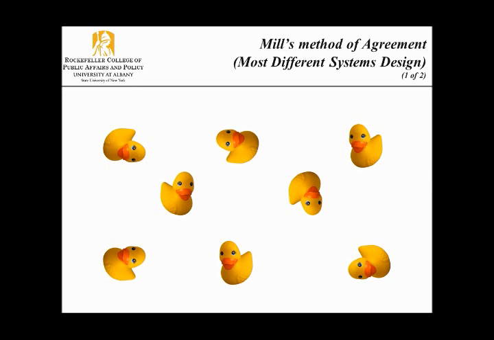First, we are going to discuss Mill's method of agreement, or most different systems design. A simple way to remember this method is to imagine that you are looking for similarities in the vast sea of differences. In other words, you're looking for the two rubber duckies that are facing the same direction.